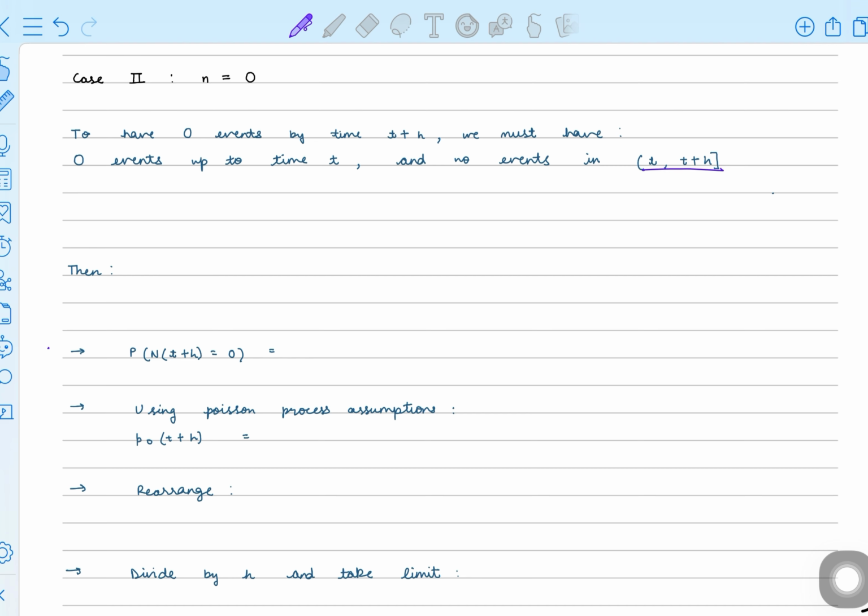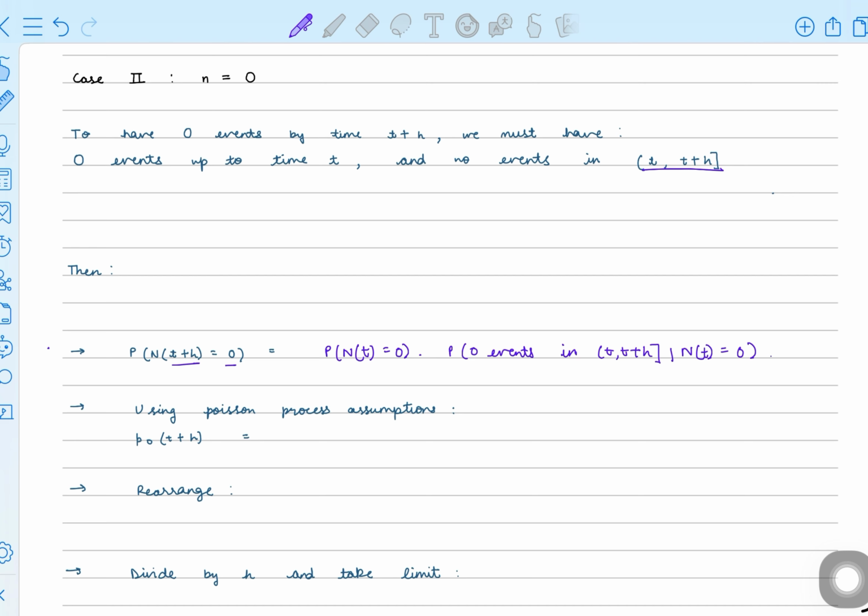We can write this mathematically using the following conditional probability. The probability of the number of events that occur in the time period t plus h is equal to 0 is the probability that the number of events that occur in the time period t is equal to 0 multiplied by the probability that 0 events occur in the time interval given that the number of events in t is equal to 0.